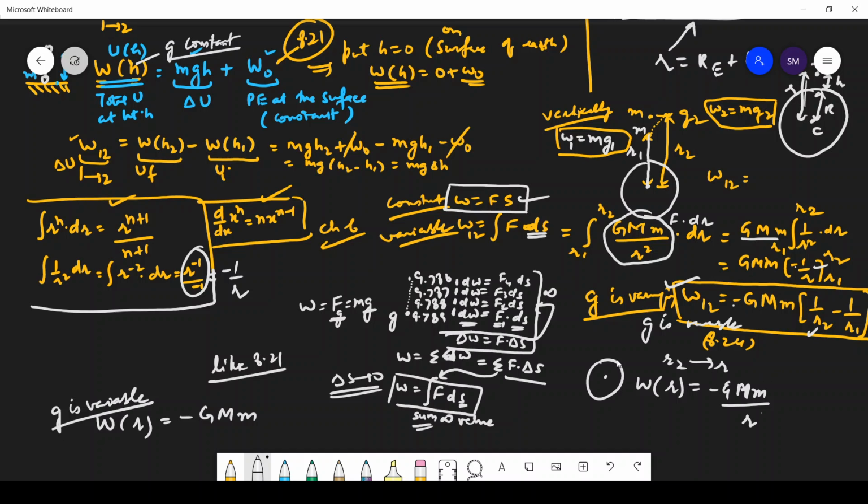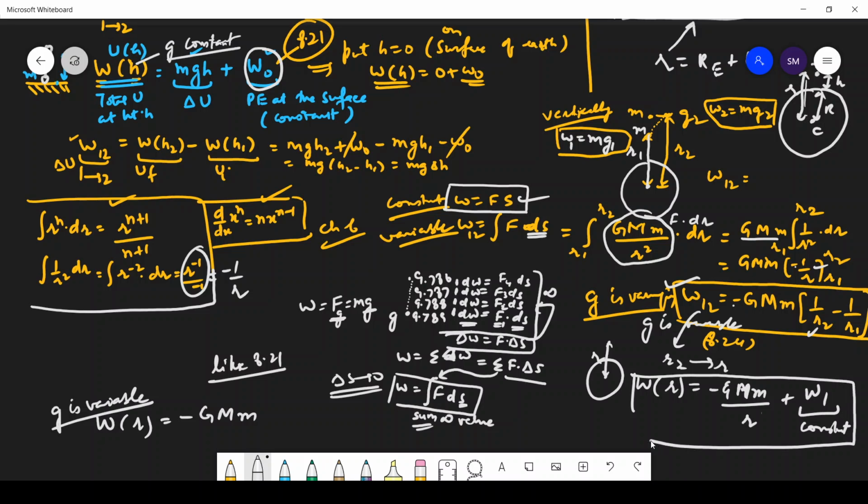this r2 is replaced with r, so that's the distance r, plus some constant, like it was there at the surface of the earth where we have taken this potential energy. So here also there will be some potential energy, and that is W1, the constant value. So rewriting this equation just like I have written 8.21, this is the potential energy associated with distance r. So r is the distance from the center of the earth.